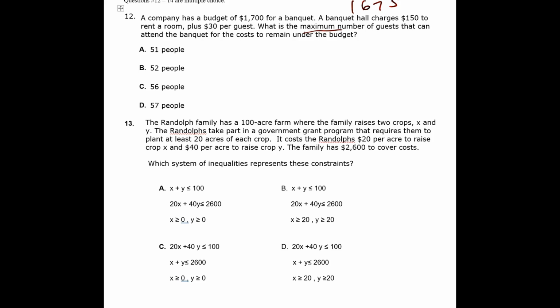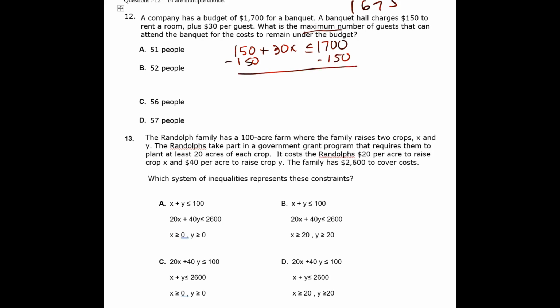So our budget is this. It already charges $150, so we know we have $150, and then it's going to charge $30 per guest, and then we have to be below the budget, at less than or equal to $1,700. So we just subtract 150. I know some of y'all was plugging and chugging. Y'all need to know how to do this without plugging and chugging and guessing and checking.